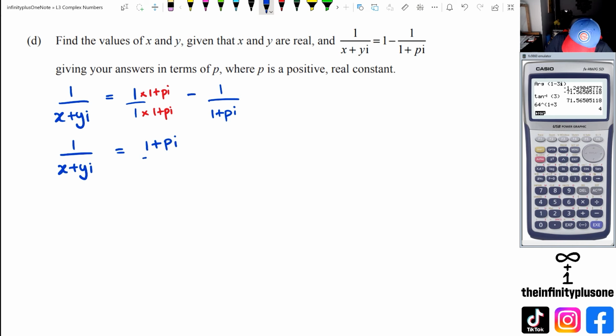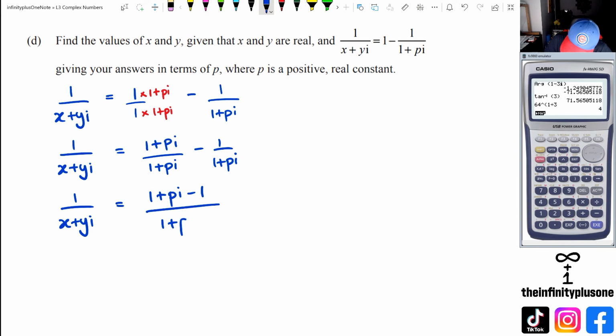Now this is over 1 plus pi, minus 1 over 1 plus pi. And I'm going to keep going. I've got x plus yi equals 1 plus pi minus 1, and all that is over the same denominator, which happens to be 1 plus pi. At this point I'm going to simplify the numerator, which means I'm just going to end up with pi divided by 1 plus pi. So hopefully you're with me so far.